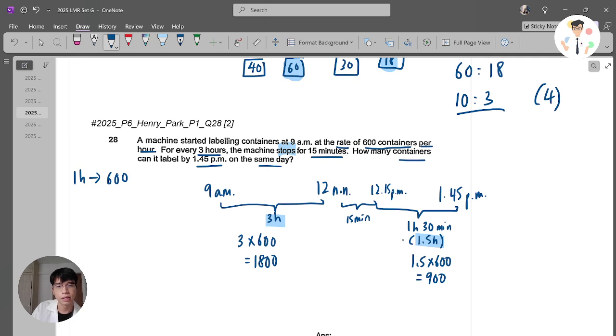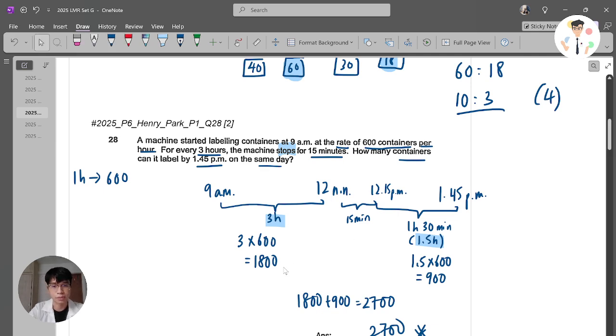Yes. So how many containers can be labeled? 1800 plus 900, which is 2700. Okay, and yes, we are done for this question. Okay, simple one. And let's move on to our next part of the question.